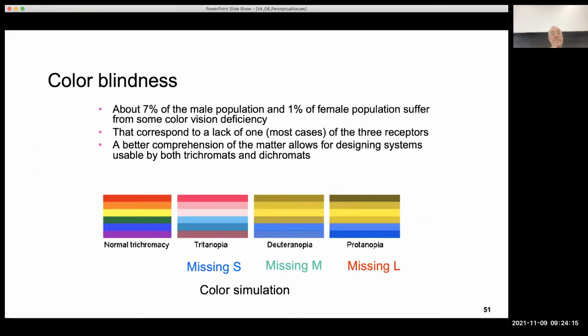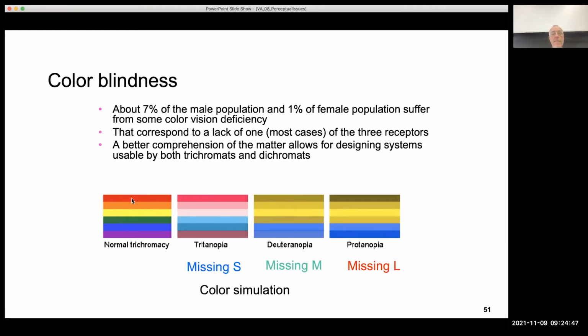The first point is to consider that a higher percentage than you would expect of the population is blind on one of these cones. It is called color blindness, daltonia in Italian, and it is much less frequent in females. Typically, in most cases, you lack one of these 3 receptors.